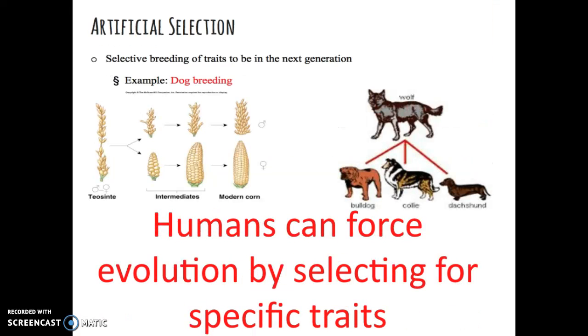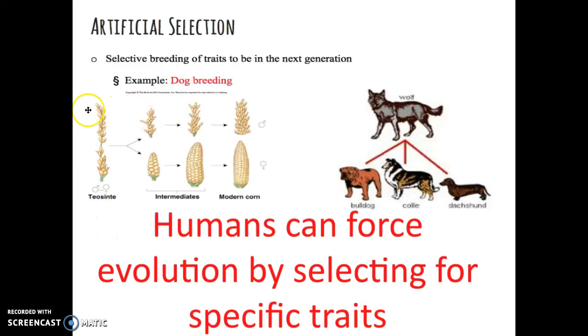Now, another reason why organisms adapt or change is because humans force them to do this. We select for specific traits so that depending on what we want, they have specific qualities. This is known as artificial selection. This is not natural selection, it's artificial. We're doing it. So we're breeding traits to be in the next generation.